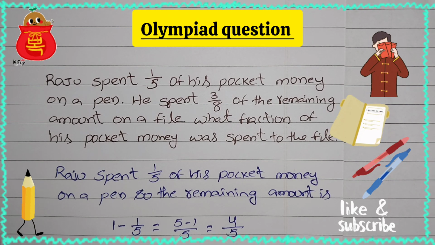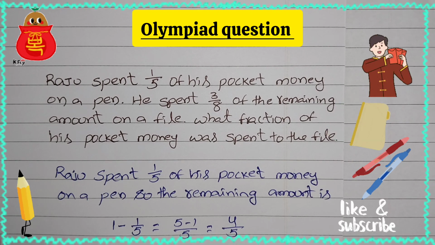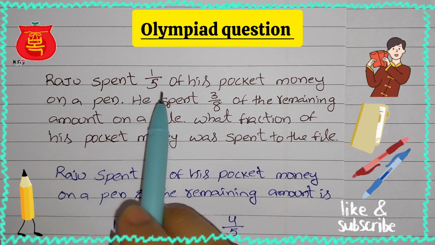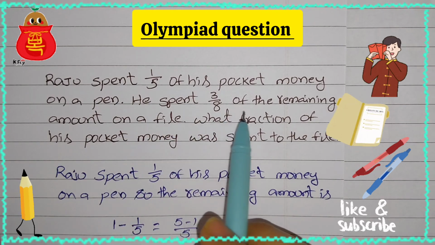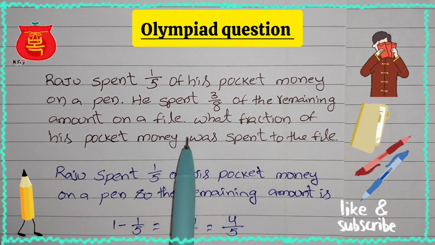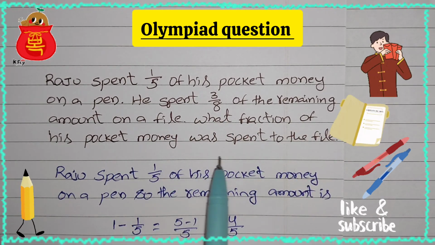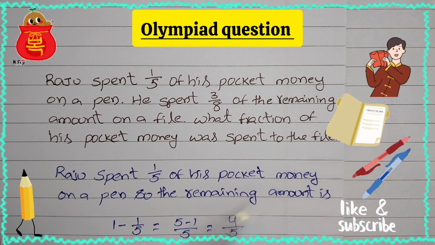Today's video is an Olympiad question with fractions. So let's start. What is the question here? Raju spent 1 by 5th of his pocket money on a pen. He spent 3 by 8th of the remaining amount on a file. What fraction of his pocket money was spent on the file?